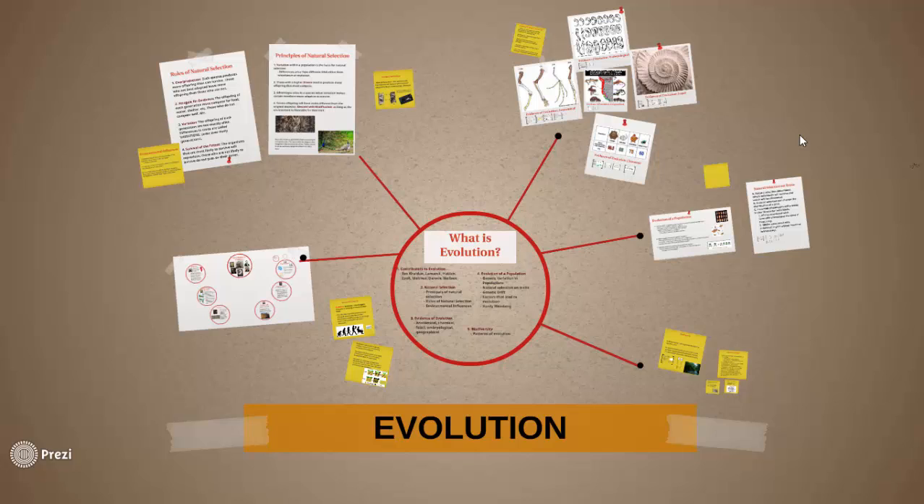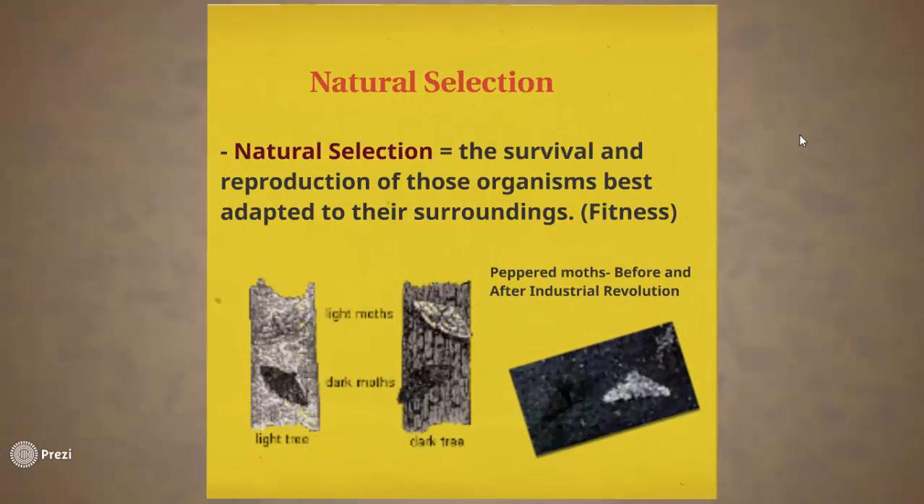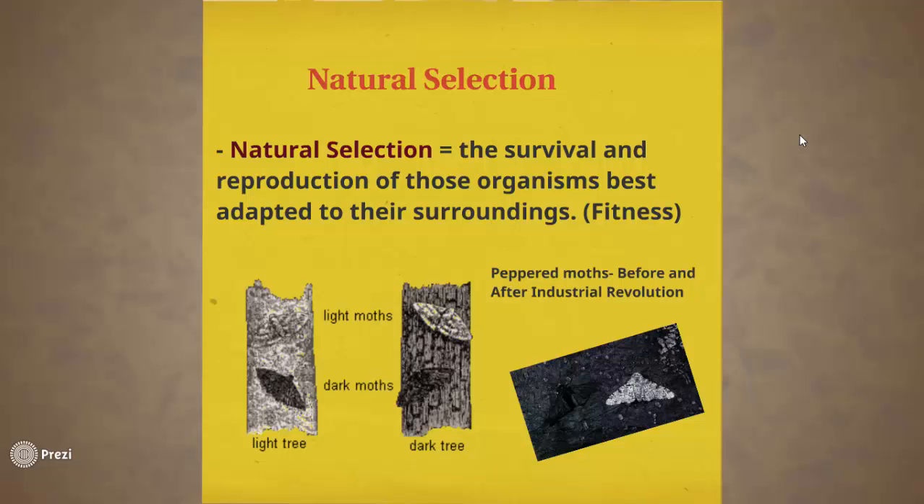We have covered 2 of the 5 subsections so far. Let's get into subsection number 3. Natural selection is the survival and reproduction of those organisms best adapted to their surroundings. This is fitness. Like I said earlier, survival of the fittest.